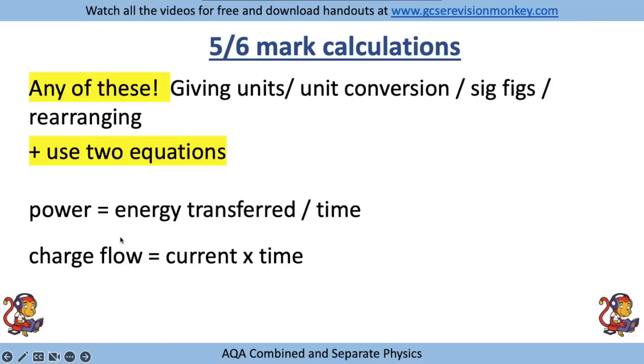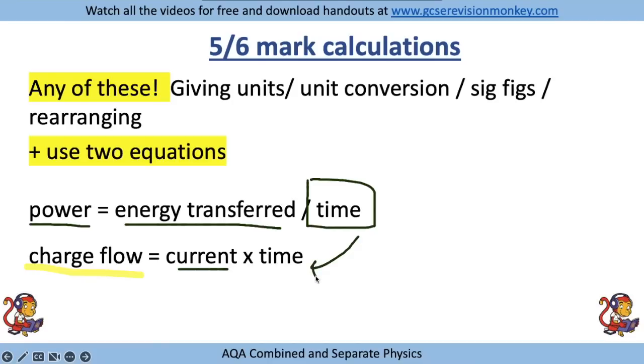For example, if the question was asking you about charge flow, and if the question gave you a value for power and energy transferred and current, but they didn't give you anything else, then you might need to use the power and the energy transferred to calculate the time. And then you can put the time into this equation along with the current they've given you to then calculate the charge flow. So really strong clue, 5 or 6-mark calculations will often need 2 equations to get the correct answer.